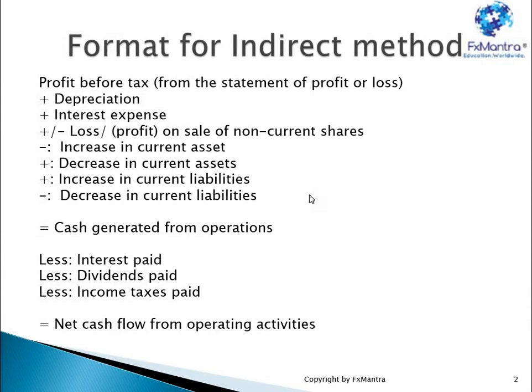This is a standard format and we can amend it according to the question, add anything else or remove everything else which is not required as per the question. So we start with your profit before tax, picking it up from the statement of profit or loss account. Add back the non-cash expenditures like the depreciation, interest expense, loss or profit on the sale of non-current assets. We add them back because they are non-cash expenditures, and since we are trying to prepare a cash flow, we will be only including the cash information here.